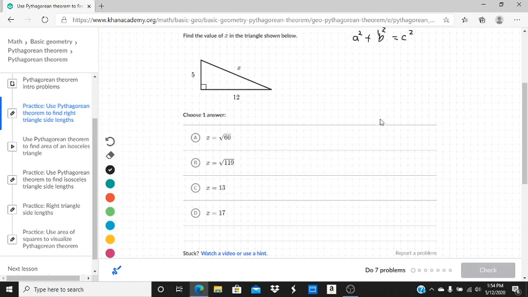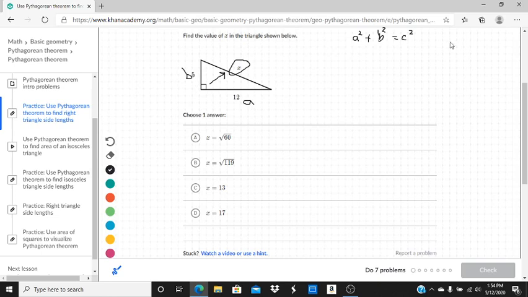Okay. Now, a and b are the legs of the triangle, the sides that are not the hypotenuse. c is always the hypotenuse. So we're looking for x, which is actually the hypotenuse, the side opposite the right angle. It doesn't matter if I call 5 a and 12 b, or if I call 5 b and 12 a.